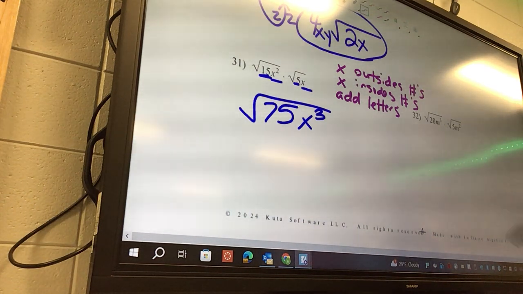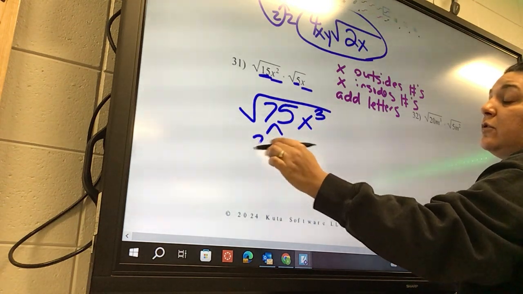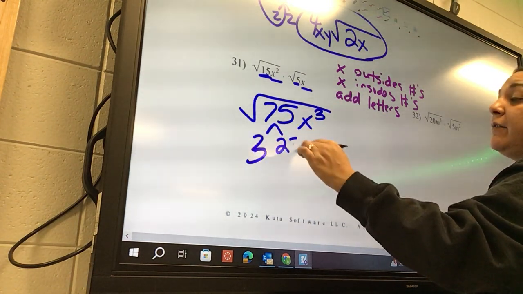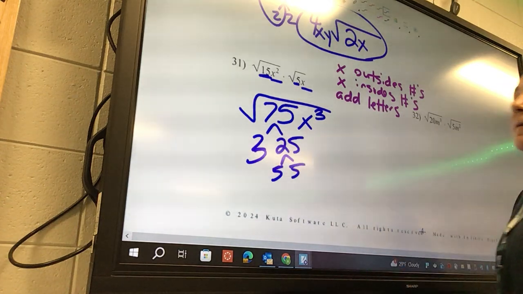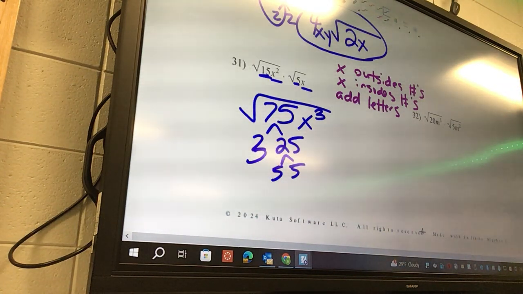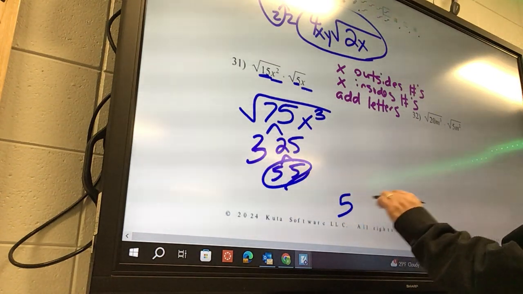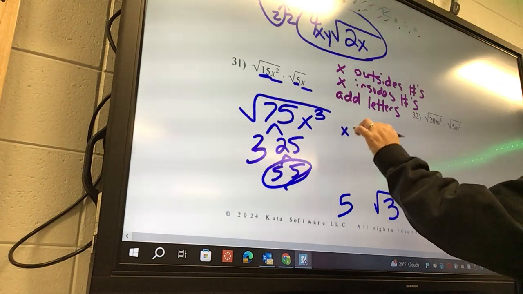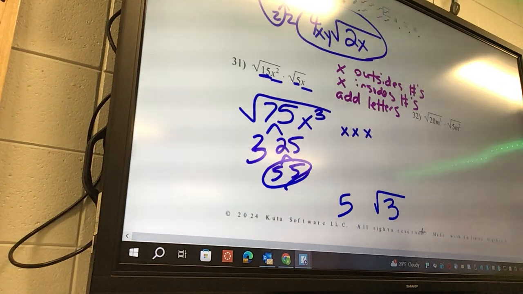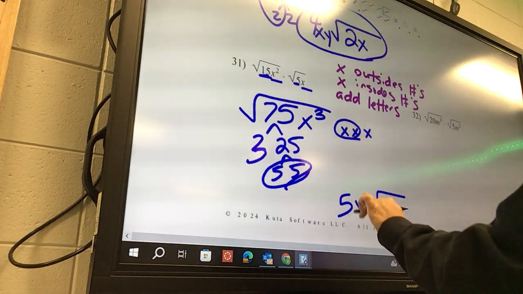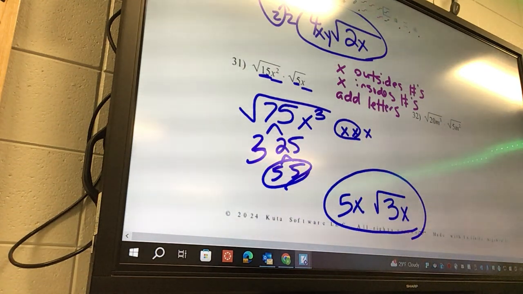75. What are factors of 75? 3 and 25? 5, 5. Okay, so who can go? 1 group of 5s. Who can't go? 3. Okay, and then I have 3 X's. How many of those guys can go? 1 group. And 1 goes back on the inside. We've got about 6 left.